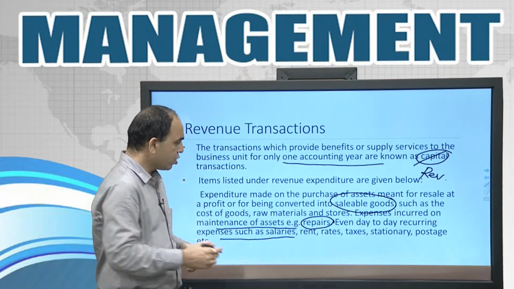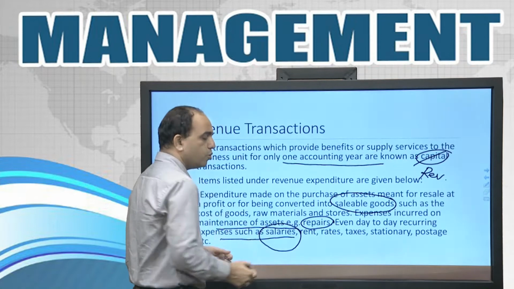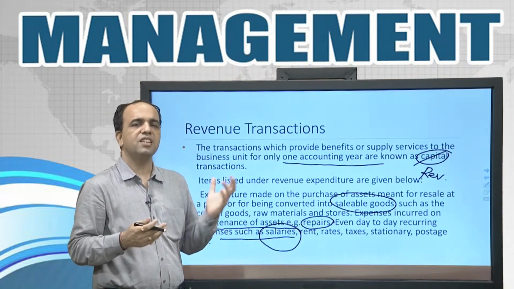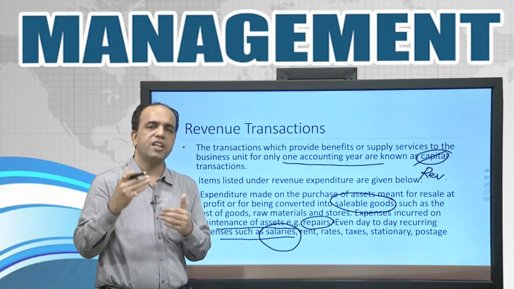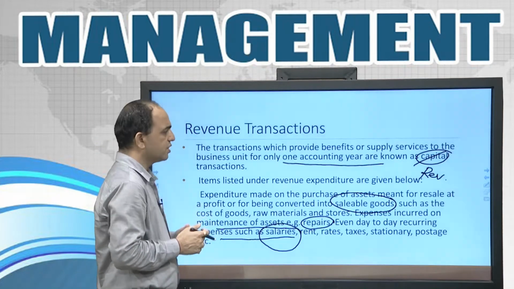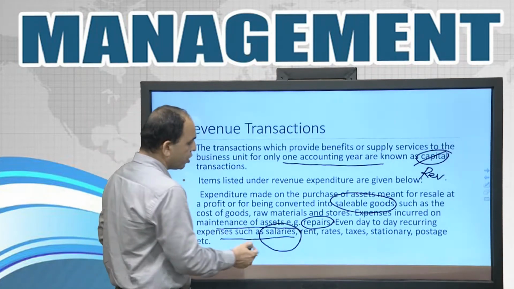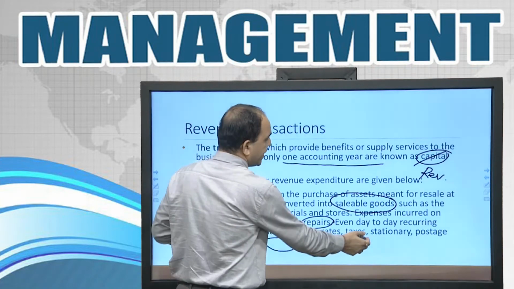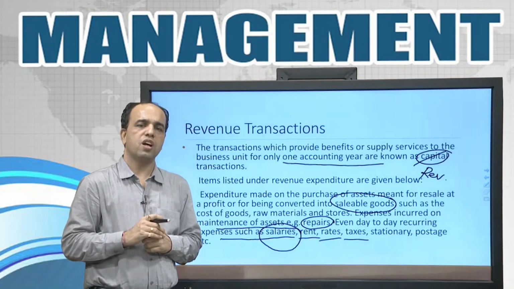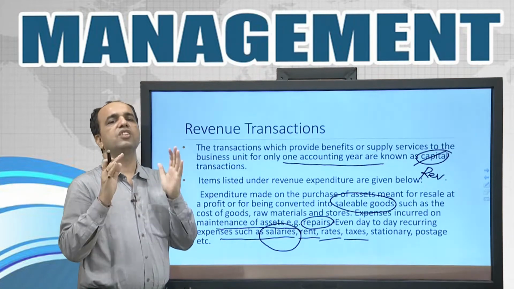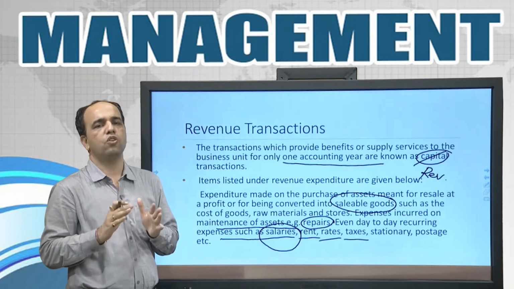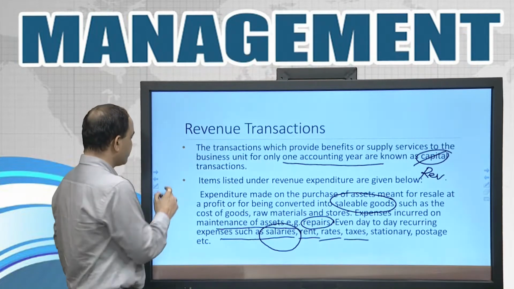Suppose salary. So salary we pay every month. So during the year we pay more than one time. Rent, taxes in the same manner. So if it is frequently happening transactions, then it is called revenue transactions, revenue expenditure. So all those expenses, generally rent, rates, taxes, stationery, postage, are written on the debit side of profit and loss account. So those transactions which are recorded on the debit side of profit and loss account are commonly known as revenue transactions.